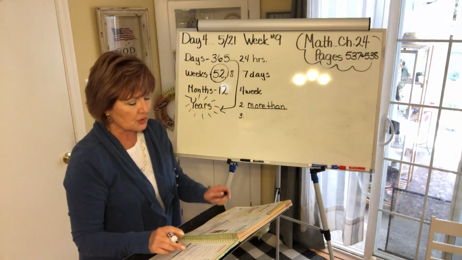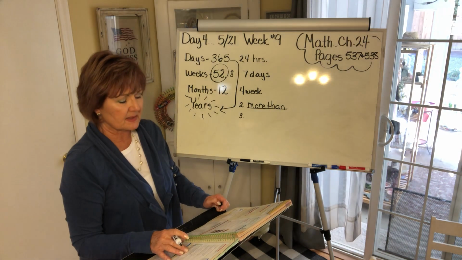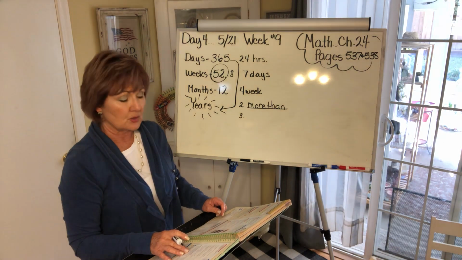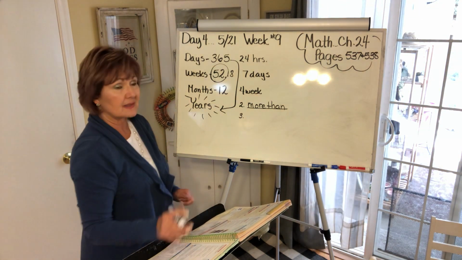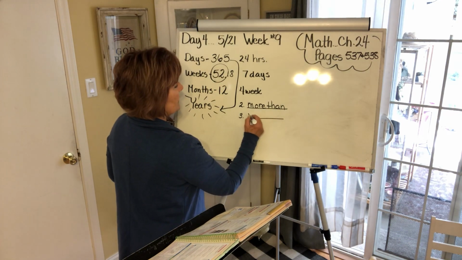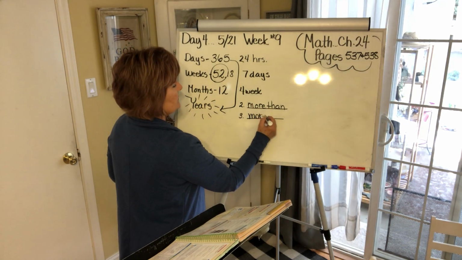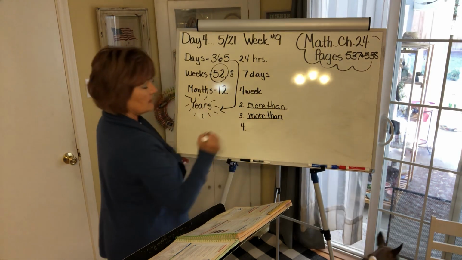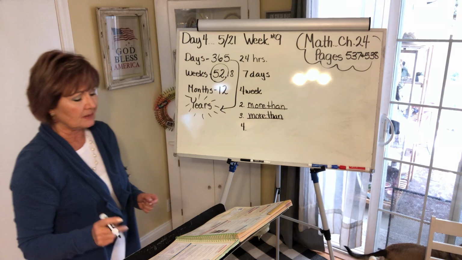Number 3, the train lasted for 36 hours. How is that to a day? How many hours are in a day? 24. So 36 is what? More than a day. More than 24 hours, right? More than a day.